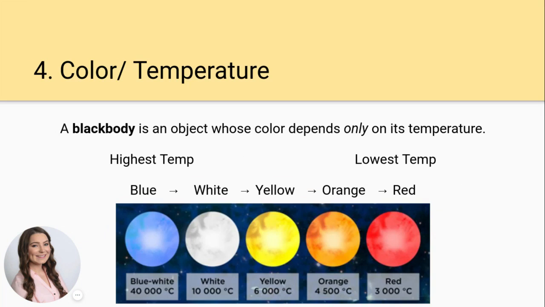The last way stars can differ is their color and temperature. Now you may be thinking, hold on, Mrs. Homan, that's 2 ways. Why are you listing it as 1? Well, stars are black bodies. A black body is an object whose color depends only on its temperature. Stars vary in the color they appear in the sky, and this color reflects their surface temperature. The highest temperature stars are blue, then white, yellow, orange, and the lowest temperature stars are red.